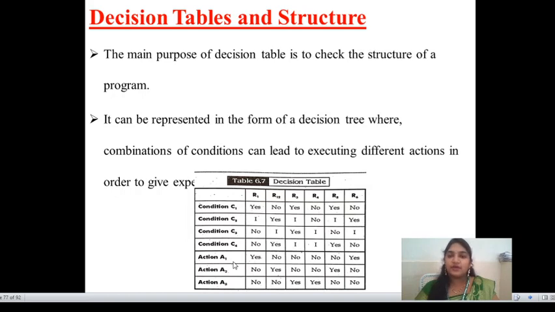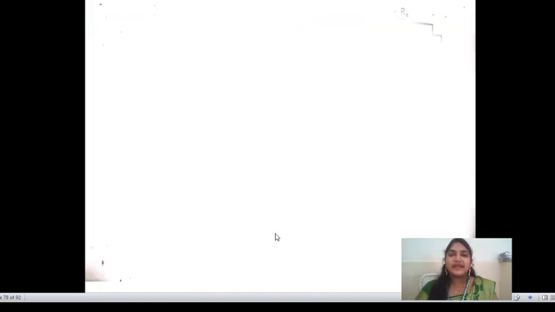Yes or no indicates the action. If the rule is satisfied, then yes. If the rule is not satisfied, then no. If a condition doesn't play any role, it is an I, an immaterial case, which performs no operation. So this is about the decision table and structure.